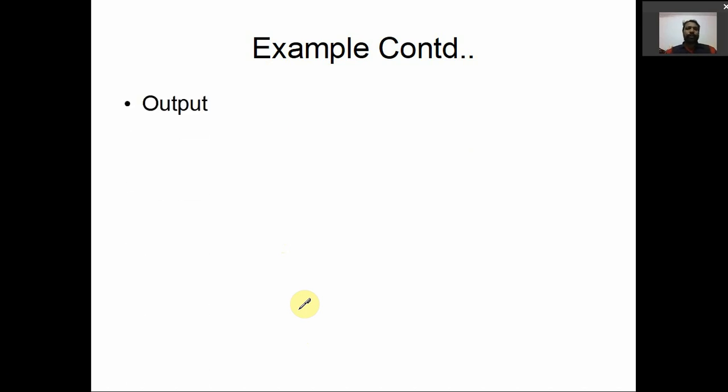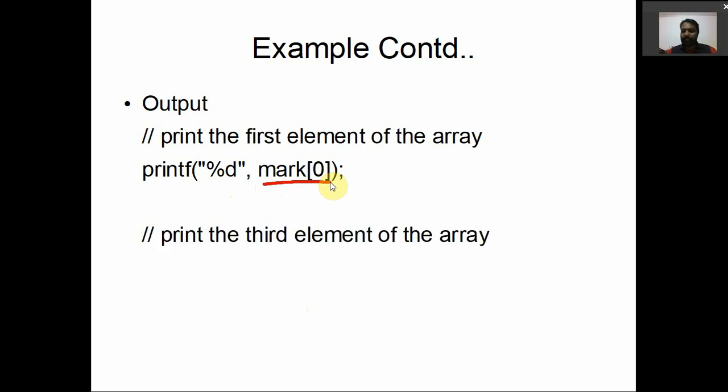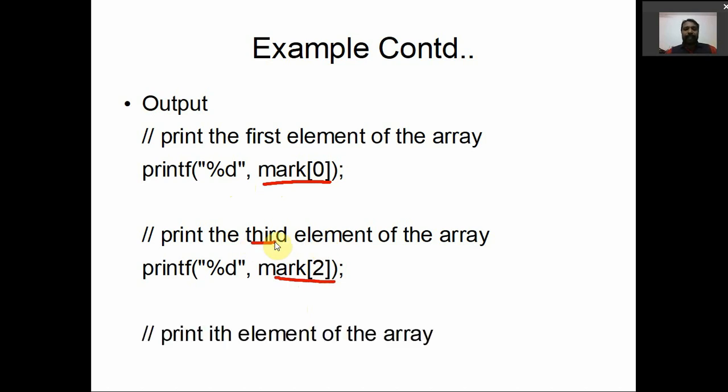So how to output? We can use the same printf statement to output. If you want to print the first element of the array, you can simply print %d, mark of 0. So the first element will be printed. If you want to print the third element, you have to use mark of 2. So index will be 2. Then if you want to print the ith element, you have to print mark of i minus 1. So in this way, you can output values.